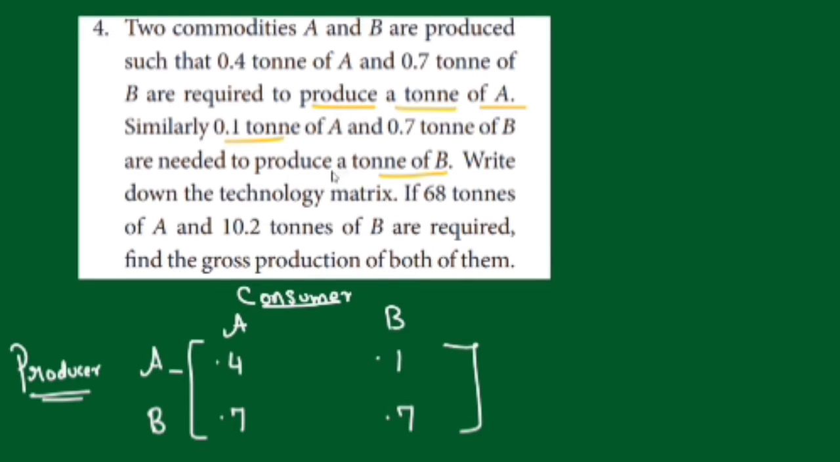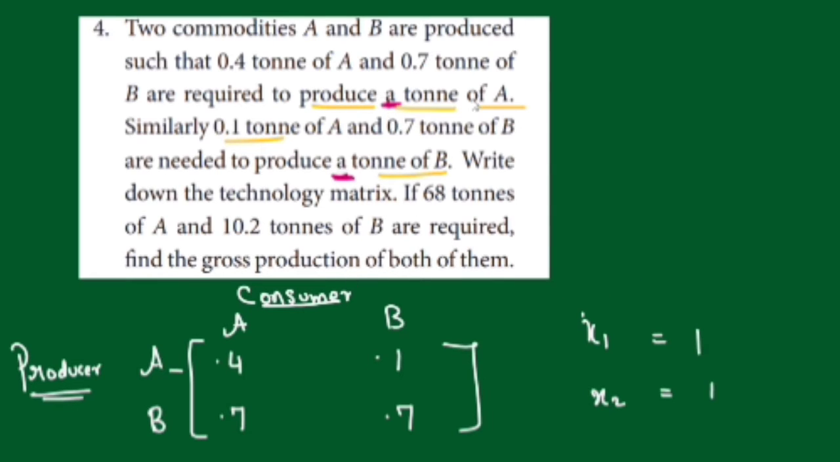And they are producing a ton. So let us write the output matrix. We'll write the output matrix as X1 and X2. X1 is 1 ton, X2 is also 1 ton. This is given very clearly. They produce only 1 ton.